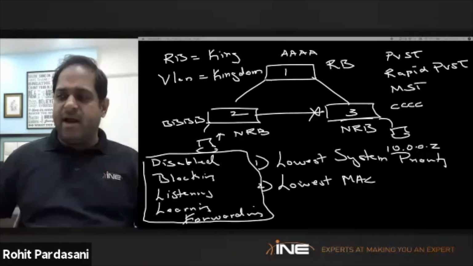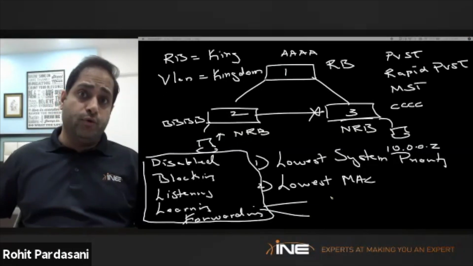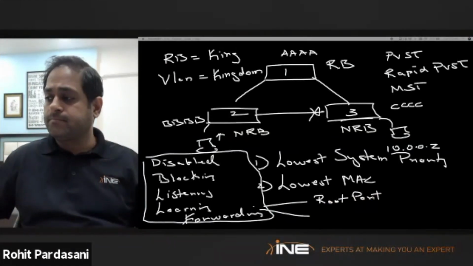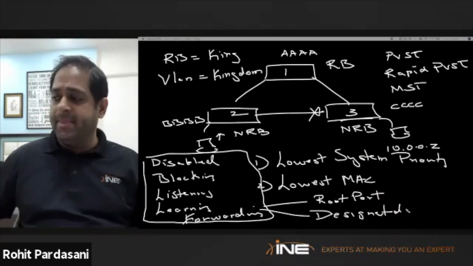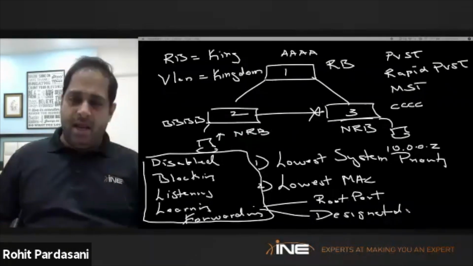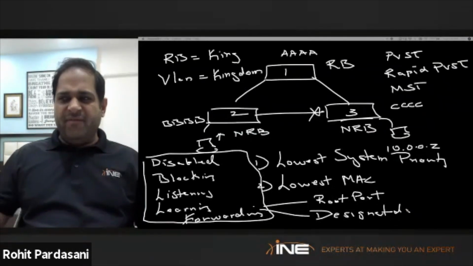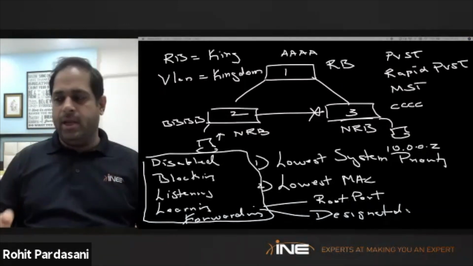Now, as far as forwarding is concerned, in forwarding, I have two port roles. I have root port, and I have designated. So two port roles available in forwarding state. Now, if you look at these port states, we have disabled, blocking, listening, learning, forwarding.